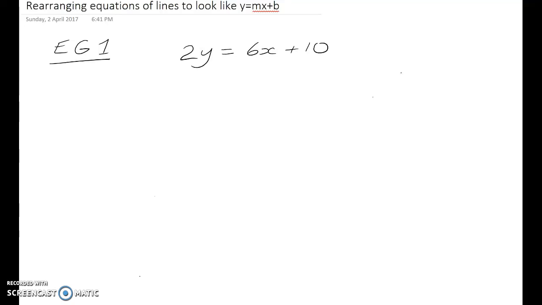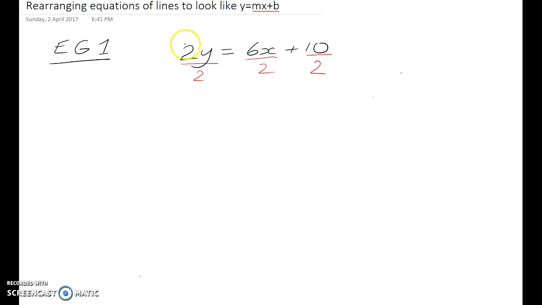Okay guys, sometimes you get equations and it doesn't look like y equals mx plus b and we need it to. So have a look at what you've got and what you need to do. So we've got 2y equals 6x plus 10 and we only want 1y. So because we've got double y, why don't we go ahead and halve it? So if I'm going to halve that, I better halve this as well. Because you can't halve one side without halving the other.